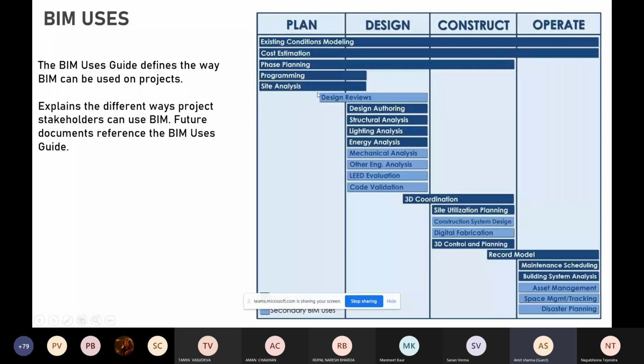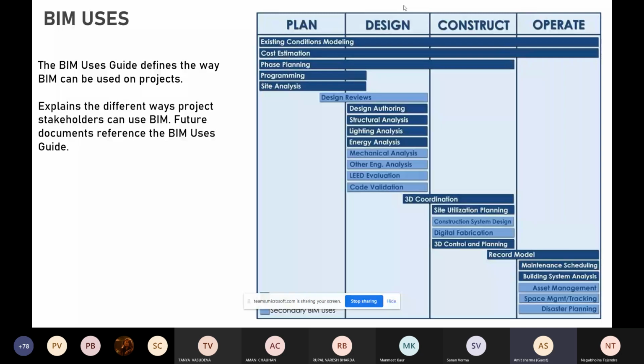But at the starting of the project, what BIM managers do, according to their requirements, according to client requirements, they tick mark what they want to extract from the model. They tick mark and they work according to that. They make their execution plan according to that.